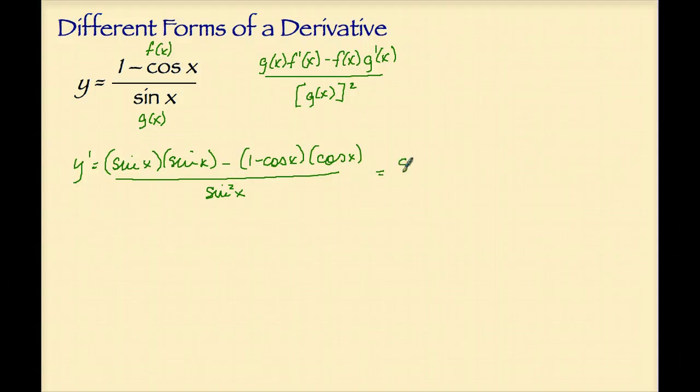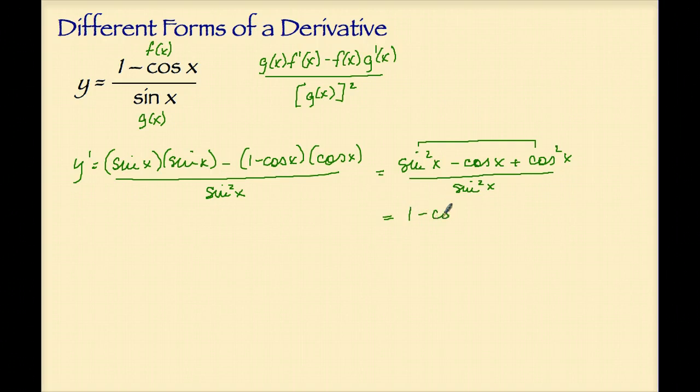Simplifying the numerator, we have sine squared x, and distributing the negative and the cosine at one time, we'll end up with negative cosine x plus cosine squared x, all over sine squared x. Hopefully you notice the two pieces of one of your Pythagorean identities here. Sine squared x plus cosine squared x is 1, so this simplifies to 1 minus cosine x over sine squared x.